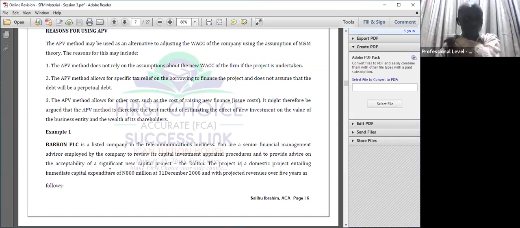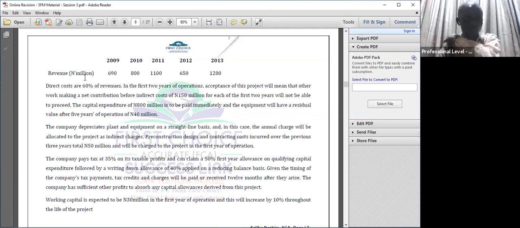The project is a domestic project entailing immediate capital expenditure on December 31st, 2018, and with projected revenue over 5 years as follows. Now, what is this saying here? The capital expenditure on the project is going to be 800 million, and the revenue is going to be as stated. Let's look at the revenue: from 2009 to 2013, 690, 800, 1,100, 650. Direct costs are 60% of revenue. Okay, so you can see our direct costs there, 60% of revenue. Beside that paragraph, I would put DC to represent my direct costs.